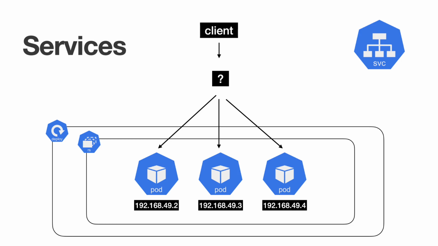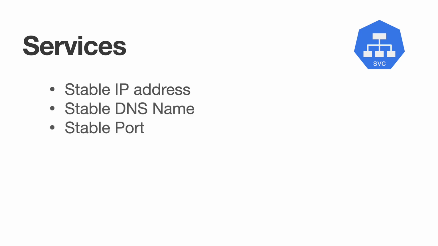So instead, in our case, where the client wants to communicate with our application, we use services, or a Kubernetes service. So this is an object in Kubernetes, and you'll see how everything works. Now that we have the service, this is much more reliable because the service in itself comes with an IP address. So this IP address never changes. It's a stable IP address. It also comes with a stable DNS name and a stable port.